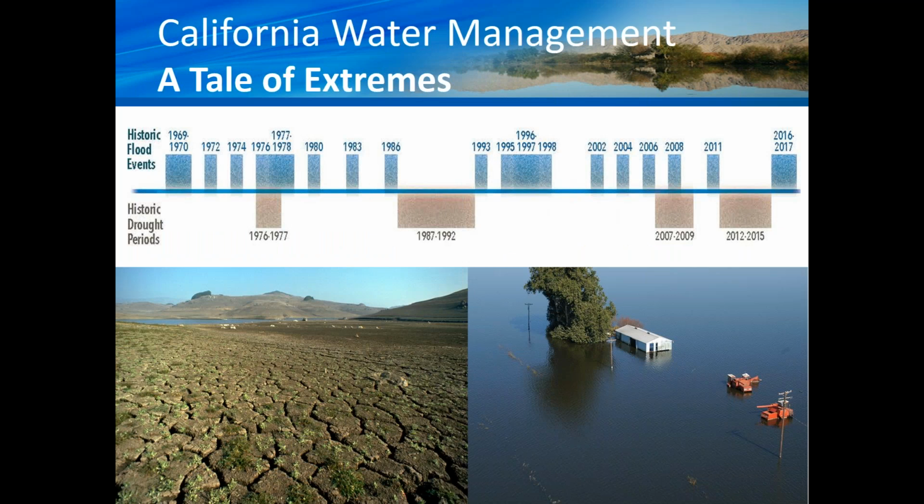Now, the other theme in this chapter is that we have a tale of two extremes in California, and this is something that anybody that's been involved with water is probably pretty familiar with, but in California this is very true. In some years you can see that the lower line is our historic drought periods, and the upper blue lines are when we've had flood events. And in fact, they overlap in some years. We'll have a flood and a drought going on at the same time.